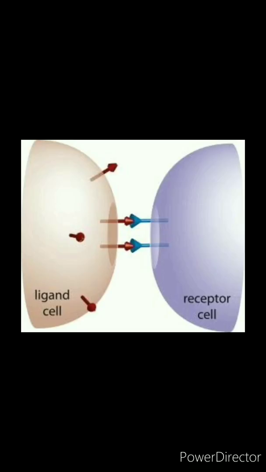Here in the picture you can see the first cell that produces signaling molecules, which are embedded in the cell membrane, and the adjacent cell's receptor attaches to the signaling molecule through physical contact. So here it is clear that physical contact is necessary between the cells involved in this signaling.